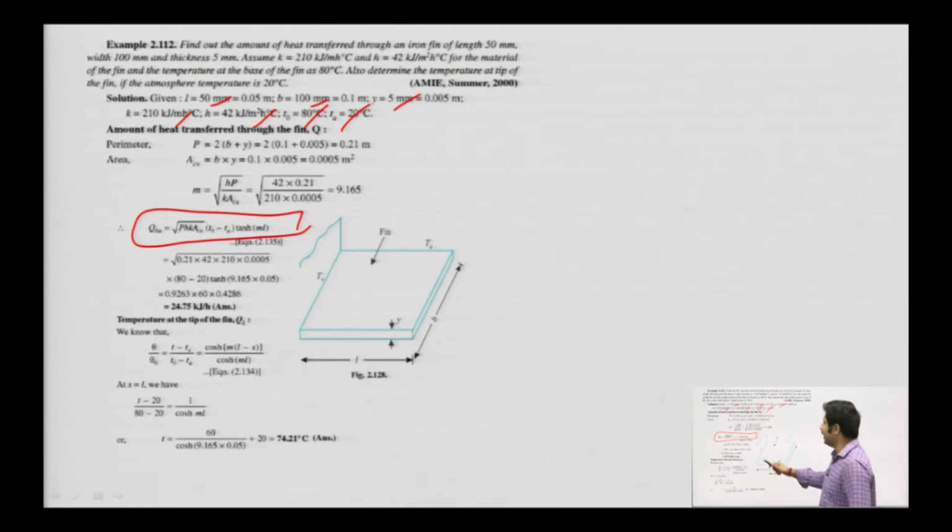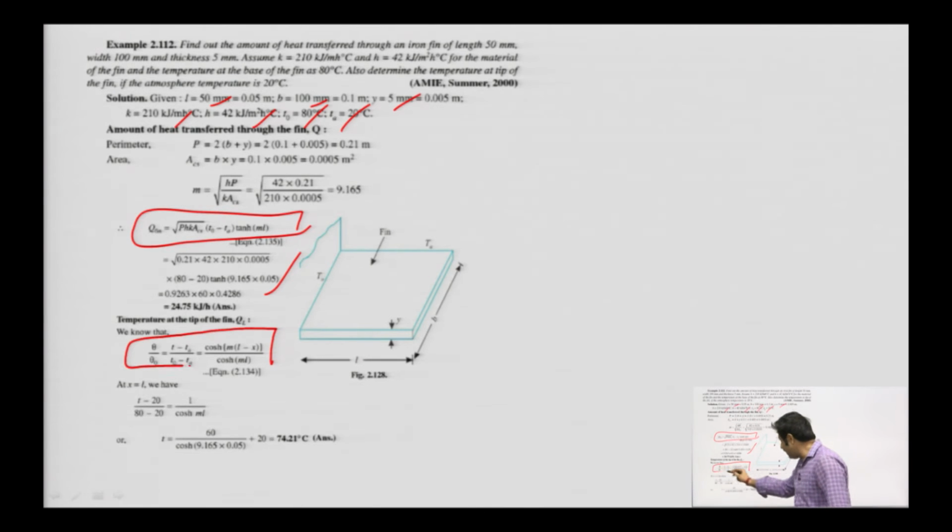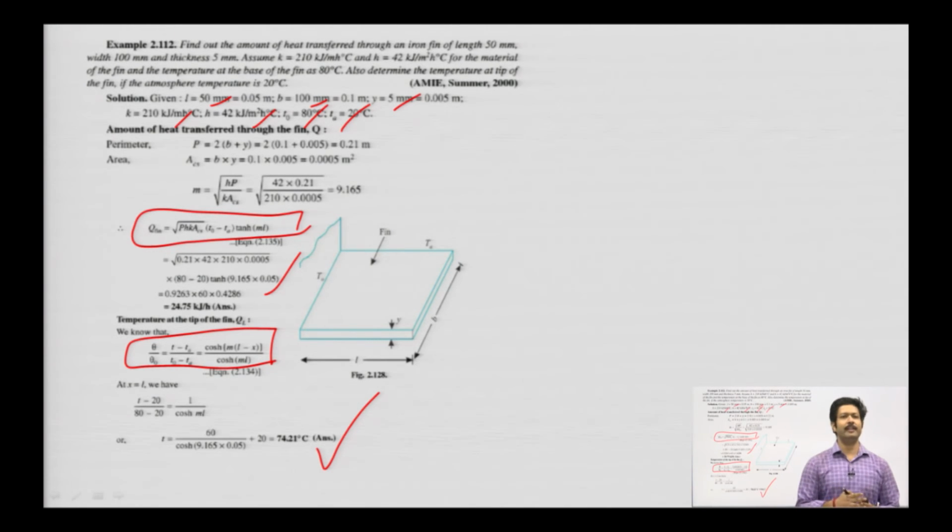So here it is Q fin equals root over HPKA theta naught tanh ML. Calculate, you have everything. Temperature at the tip of the fin, at x equals L, we know this is the temperature profile. You again have everything and just calculate this, okay? By now you have understood how to derive the relation for temperature profile for a fin having an insulated tip, and you might have got acquainted with the heat transfer through the fin, and what happens when the heat has to encounter the insulated tip, right?